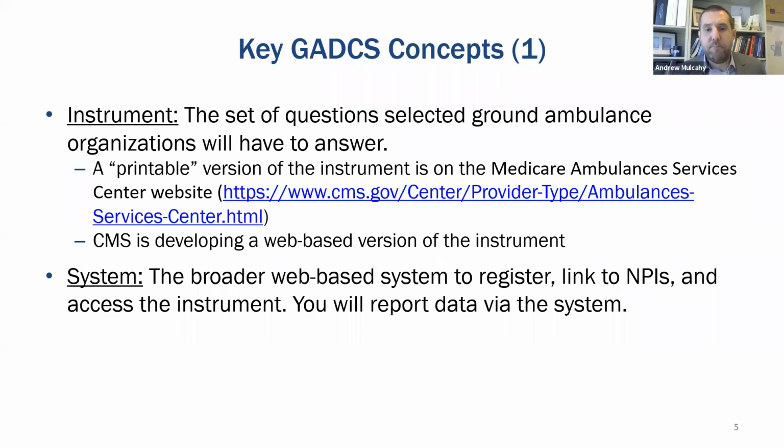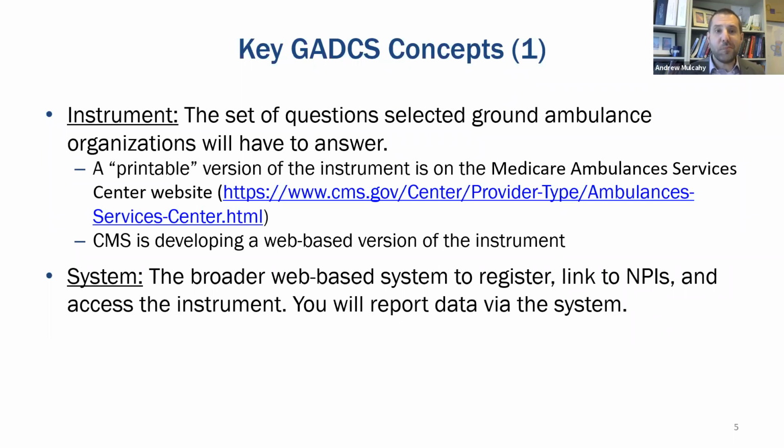So a couple other terms I'll use over and over again today. I'll keep on saying the word instrument, and it's because I can't help myself. Instrument is the word we use to refer to the set of questions. So if you think about GADCS in many ways as an online web-based survey, the instrument is the set of questions that you'll be asked. There's a printable version of those questions, of the instrument, up on the Ambulance Services Center website. Put the URL here. If you Google Medicare ground ambulance, I think it's the first thing that comes up.